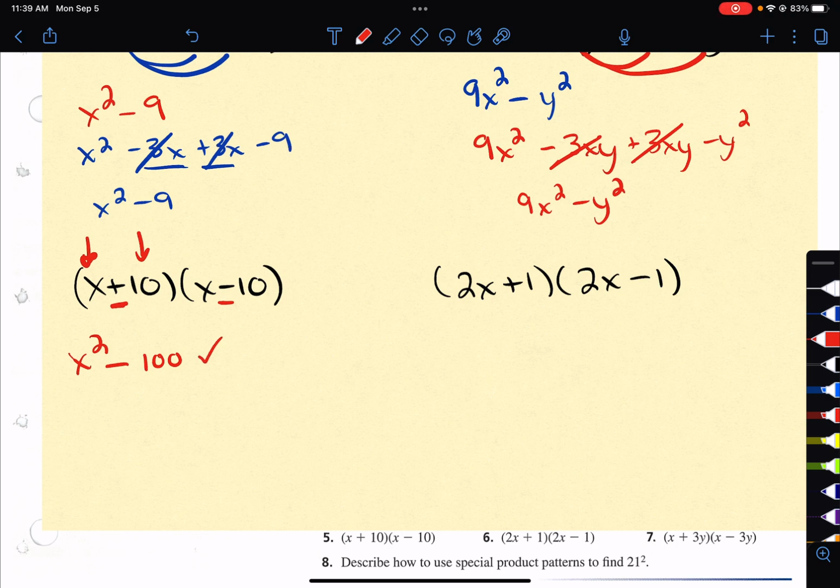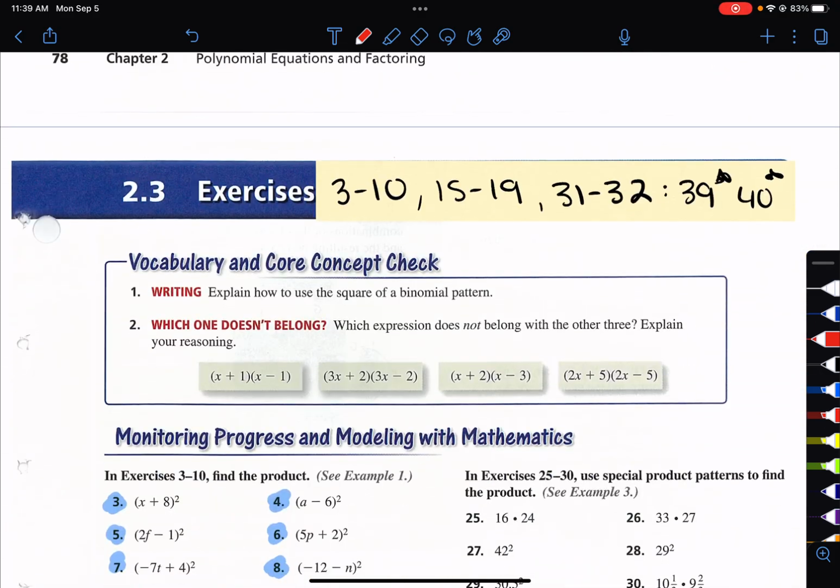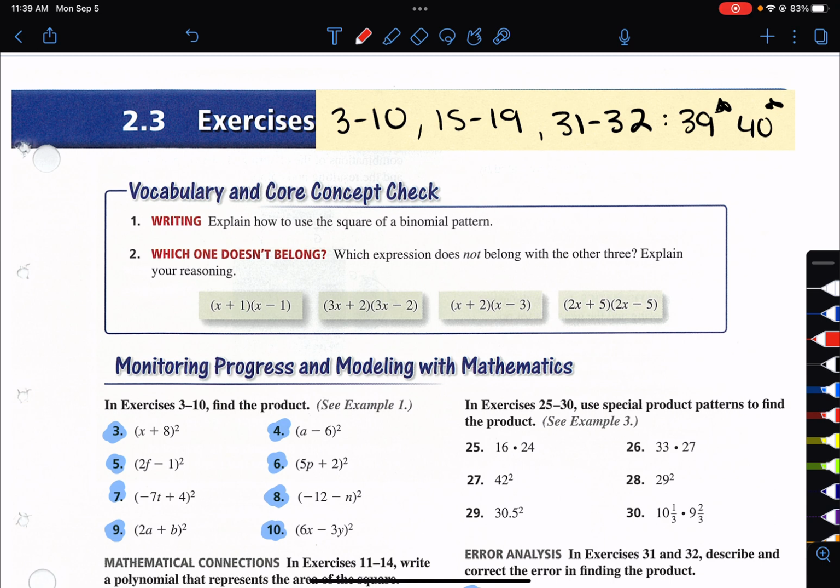My second one, same problem, same parentheses, except one is positive, one is negative. So 2x squared is 4x squared. The 1 squared is just 1, right? 1 times 1 is 1, but I need to put a minus in the middle. And that would be my final answer, okay? All right, so 2 shortcuts. I don't care if you use them, but if you can, use them. They'll help save you a lot of time.